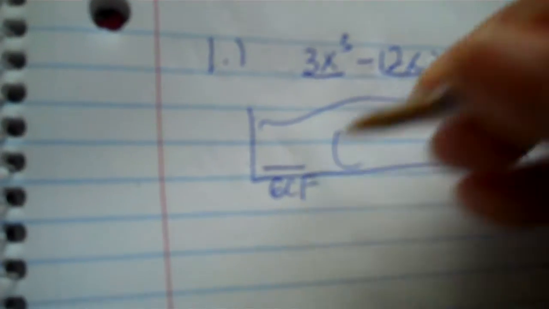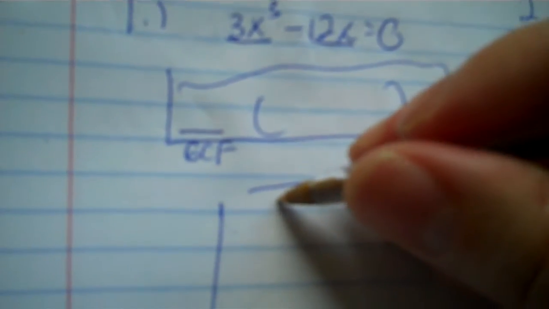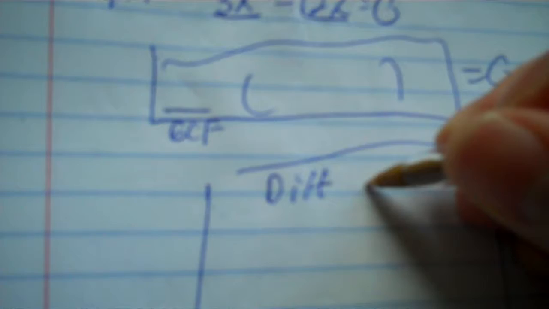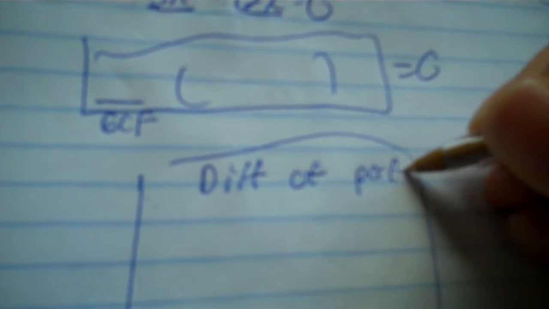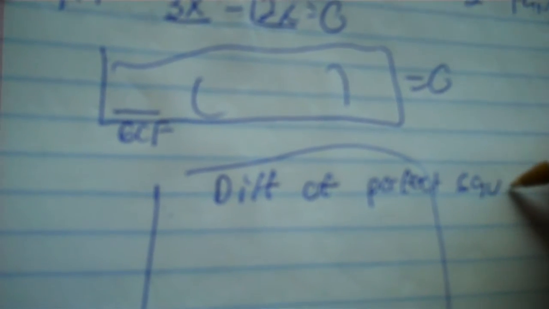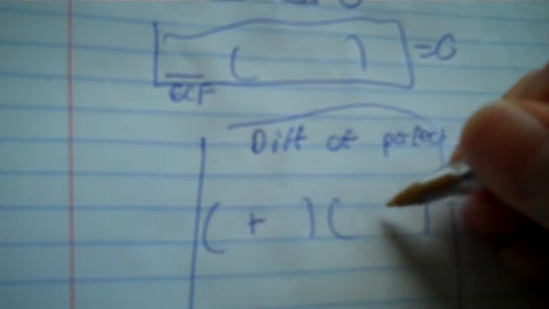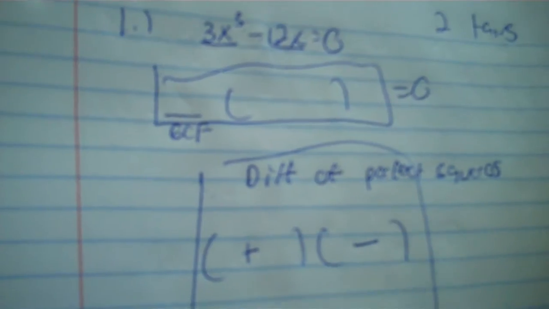When I'm factoring 2 terms, first I start with the GCF. After that I make a second box and I label it difference of perfect squares, or dots. That's when you make just 2 parentheses with a plus and a minus. You set those boxes up when there's 2 terms, because you've got x to the third with x.